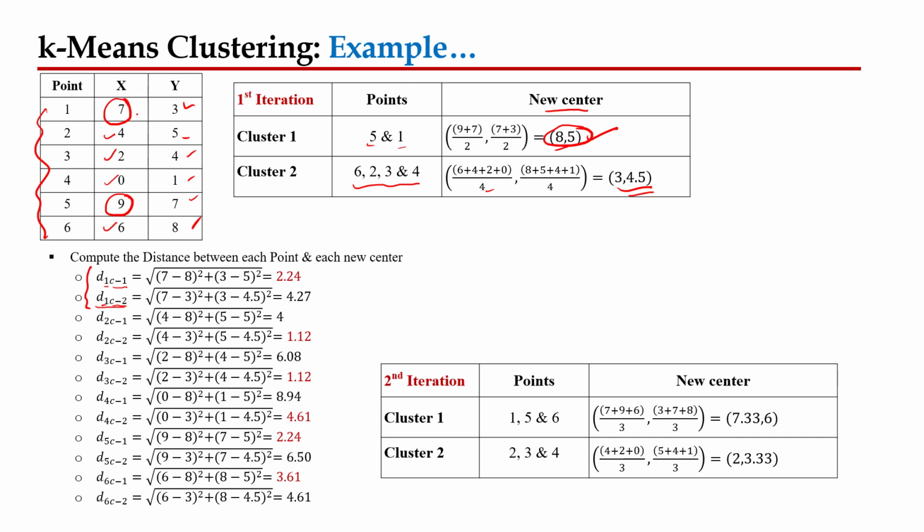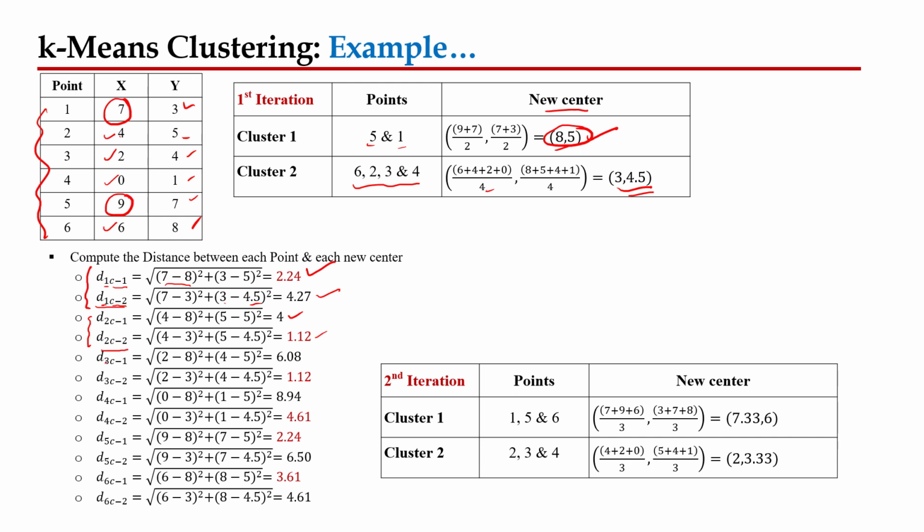So how can we do that? 7 minus 8 square, then plus 3 minus 5 square, and take the square root. So this is the distance. Then 7 minus 3 square, then 3 minus 4.5 whole square, take the square root, that is the other distance. Similarly for point number 2, this is 4 minus 8 square, then 5 minus 5 square, take the square root. This is the distance from point number 2 to cluster number 1's center point. Similarly, the distance from point 2 to cluster 2's center point is this one.